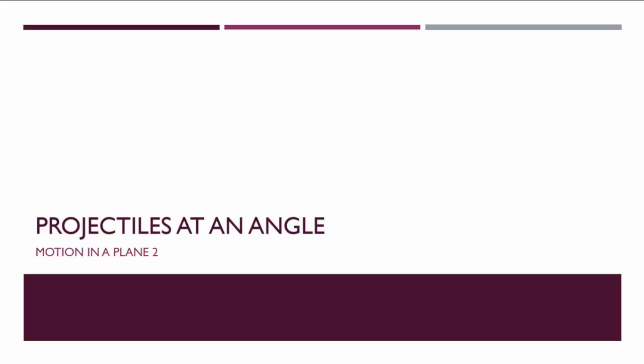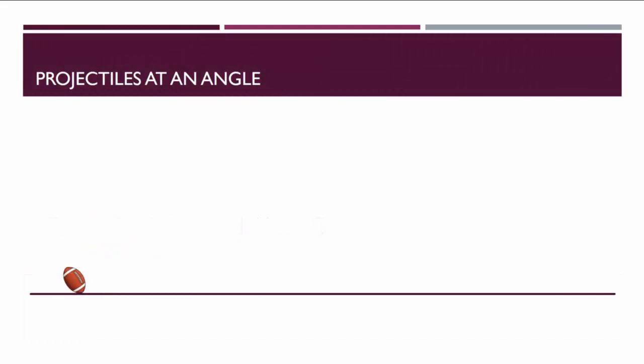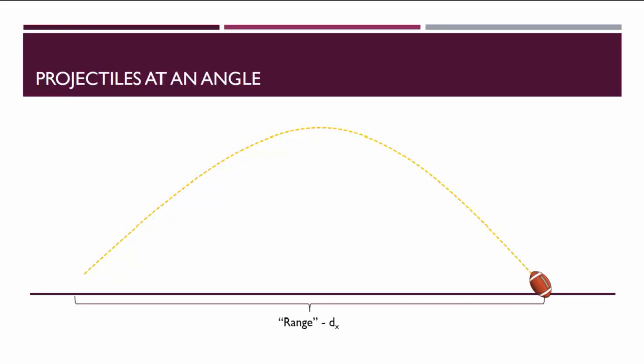This lesson is about projectiles at an angle. Let's start right off with an example. Here's a football that is kicked with an initial velocity of 36 meters per second at an angle of 50 degrees above the horizontal. First of all, let's see that when it's kicked, it follows a parabolic path. Its horizontal displacement is called the range. Its maximum vertical displacement is called the height.